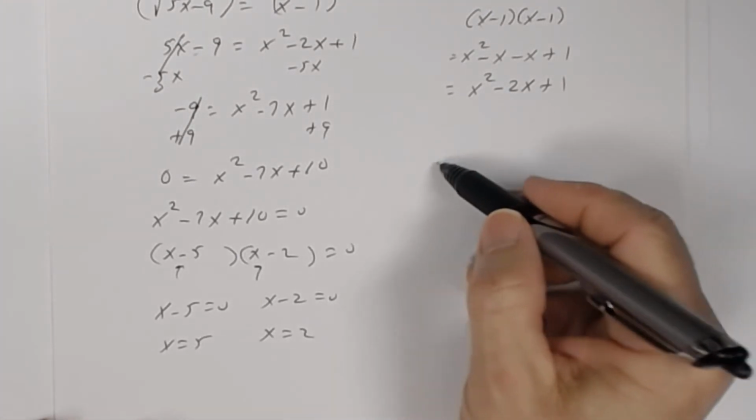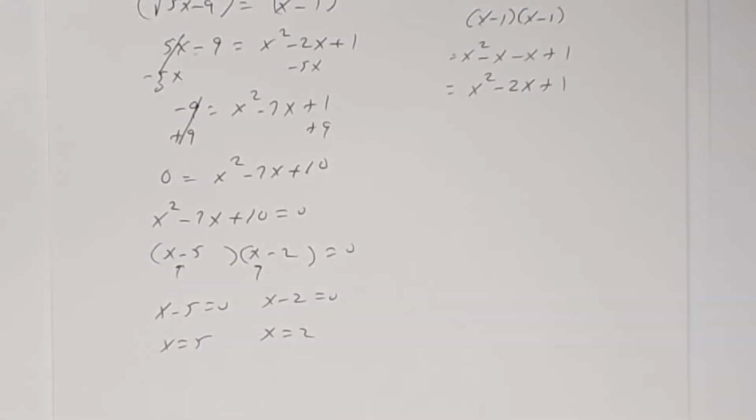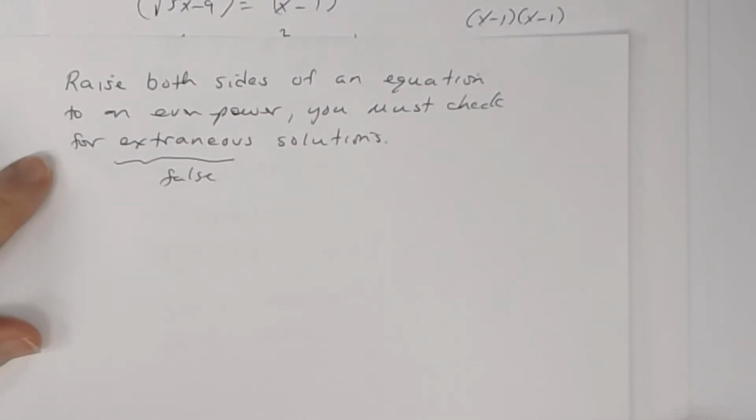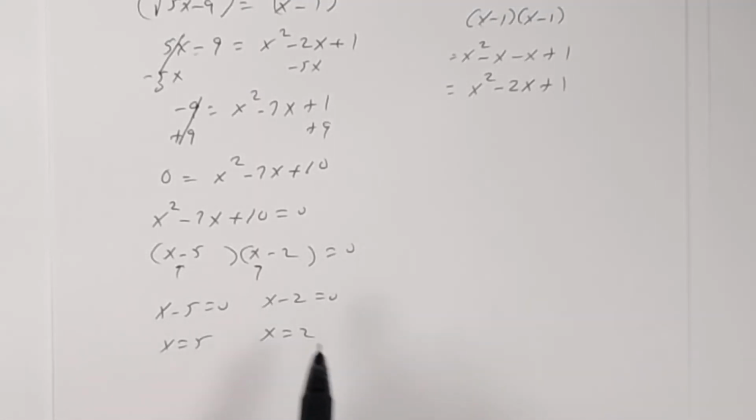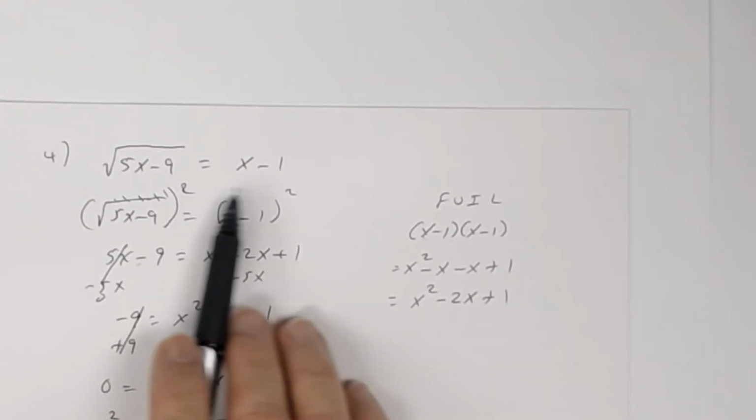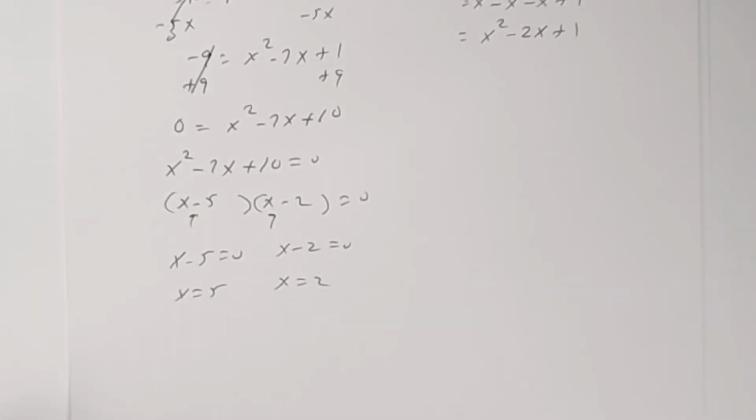And now let's go ahead and check, because remember what we keep saying, that when you raise both sides of an equation to an even power, you must check for extraneous solutions. So I did do that here. Notice I squared both sides. 2 is an even power. So let's go ahead and check.